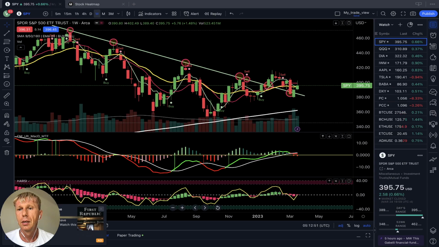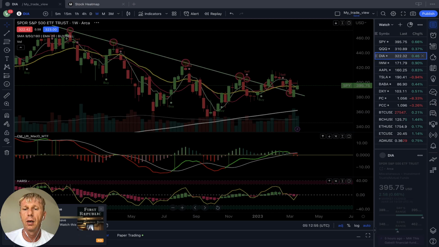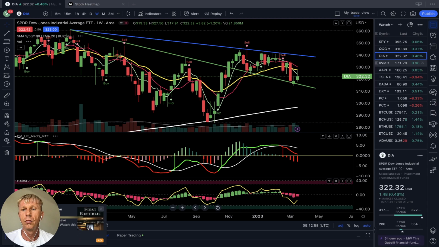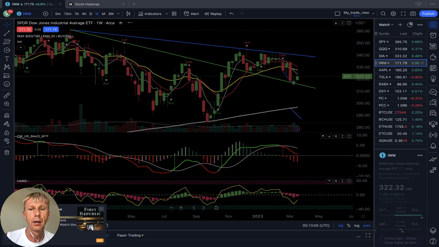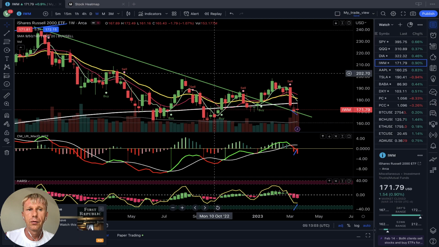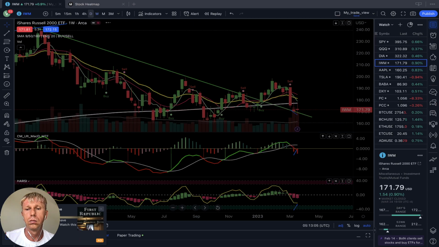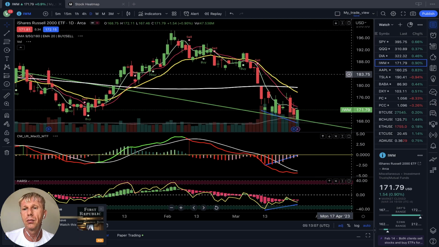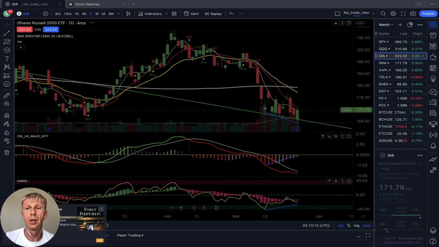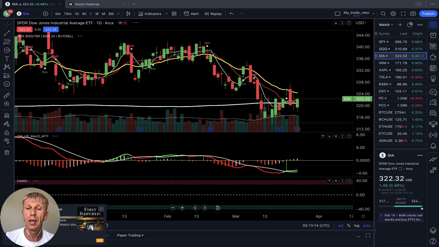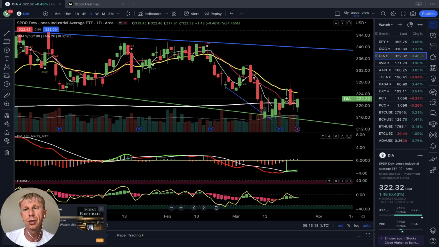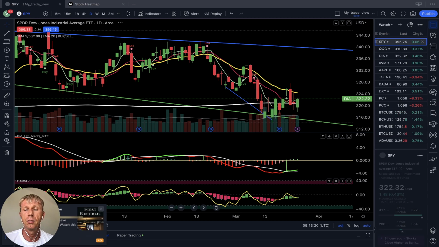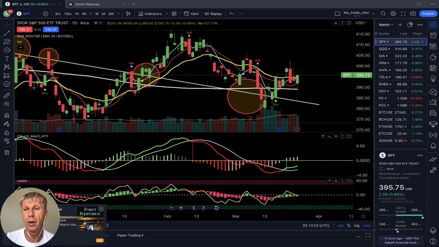SPY bearish on weekly time frame. Dow Jones bearish on weekly time frame. IWM bearish on weekly time frame. On daily time frame, IWM is still bearish. Dow Jones, daily and weekly: on daily it's bullish, on weekly bearish. SPY the same, on daily bullish, on weekly bearish. That's the kind of picture we have.